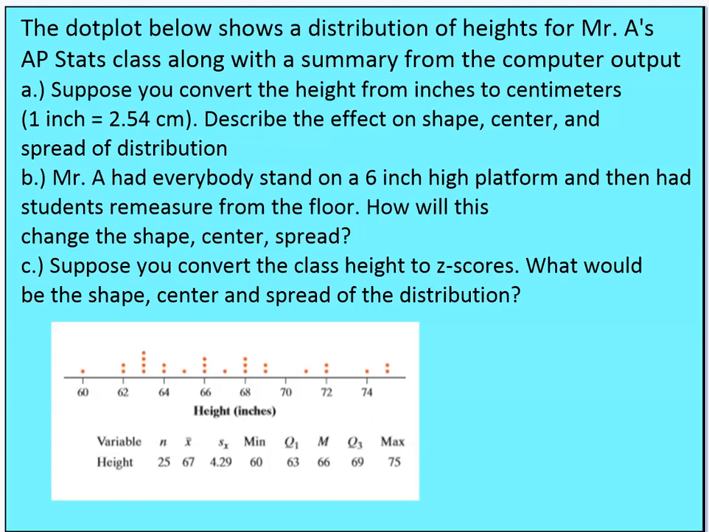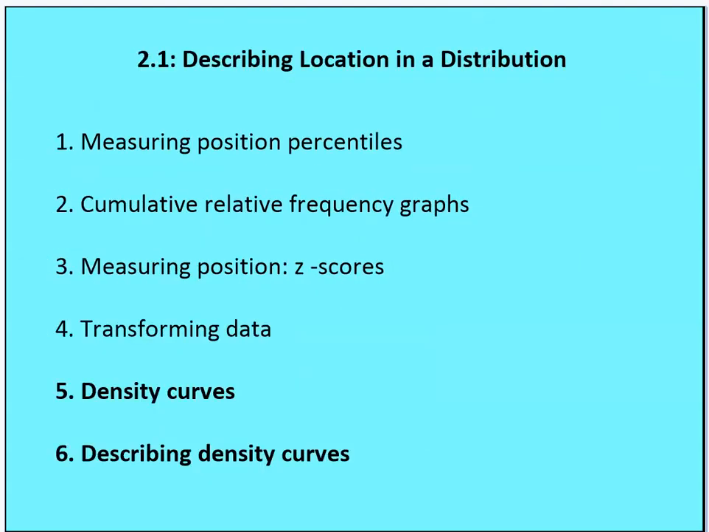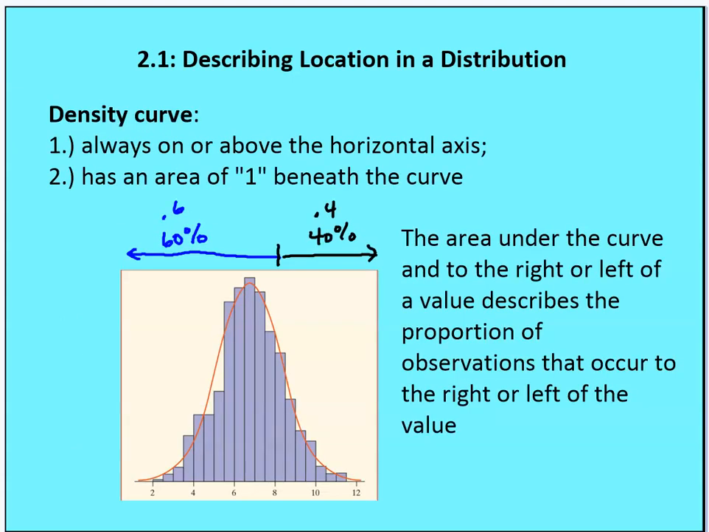All right, so we're going to move on. We're going to talk about density curves and describing density curves. So characteristics of a density curve. A density curve is always on or above the horizontal axis, which means that all the values are going to be positive, at least from a y perspective.